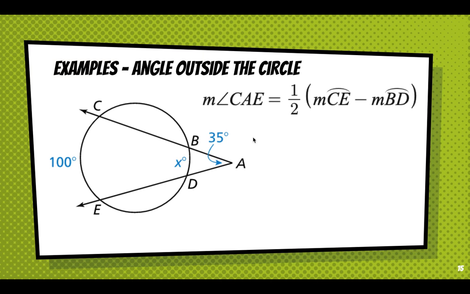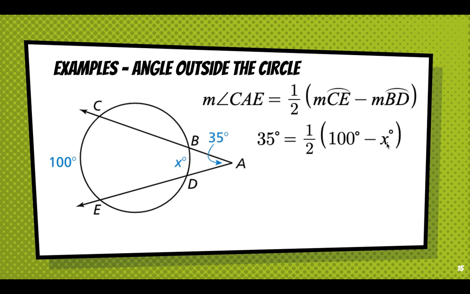So let's go ahead and set up the equation. Here it is in generalized form. So the measure of this angle, CAE, is equal to big minus little times 1/2. So let's go ahead and substitute in some numbers. So this measure of angle CAE is given to us. That's the 35 degrees. So this is going to be 35. So 35 equals 1/2 times big minus little. Big is 100 degrees. The little is x. So we want to get x by itself.